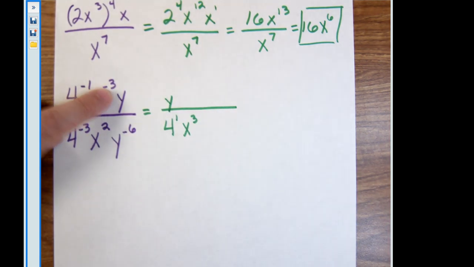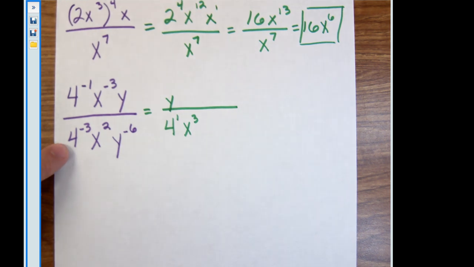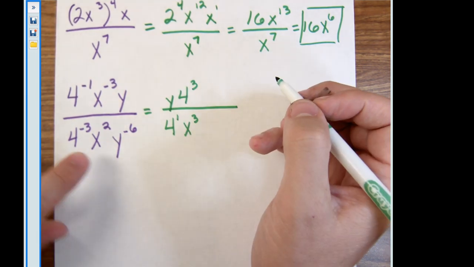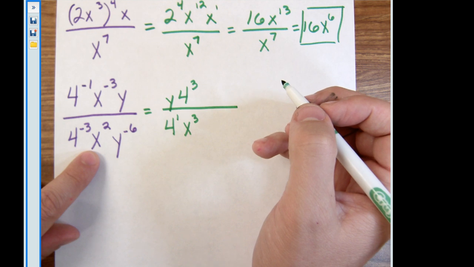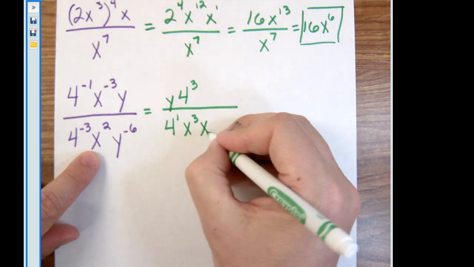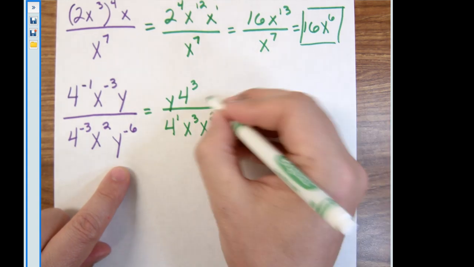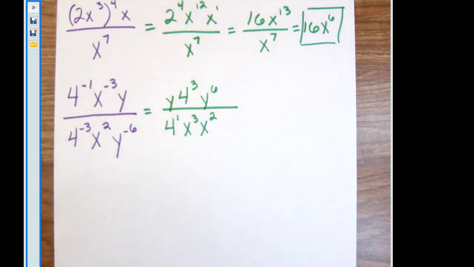Okay, let's move to the bottom. 4 to the negative third, does it need to move? Yep. X squared? That one's fine. Y to the negative sixth? Yes. So the problem that we have now is still kind of a disaster, but it is a disaster with no negative exponents, so progress? Now what?